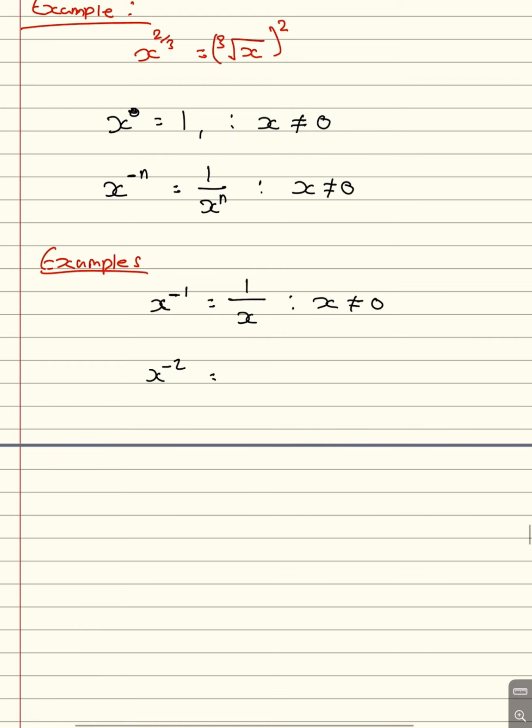Now x to the power of -2 is equivalent to 1 over x squared. Again, I have to put such that x is not equal to 0. I've used that law of indices up there.